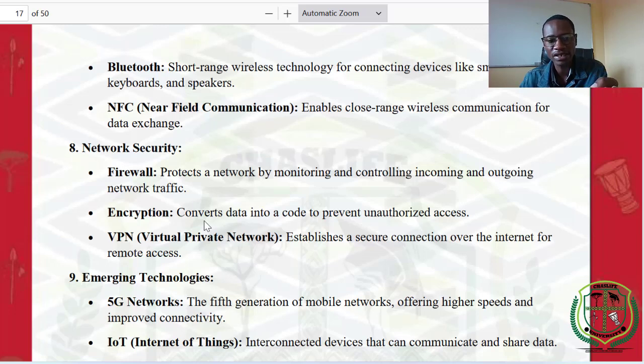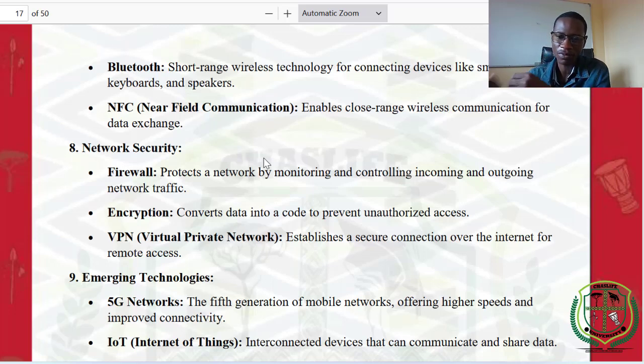VPN is called virtual private network. A virtual private network establishes a secure connection over the internet for remote access. When you have a VPN, there are software applications that, when you turn them on, turn on the VPN. With a VPN, you can choose where you want to be. If you want to be identified as someone from the UK but you're in Zambia, just download a VPN application, turn it on and choose the country of your choice.